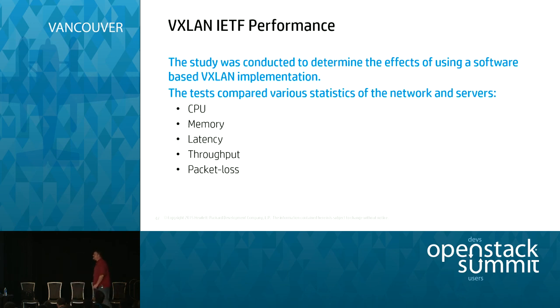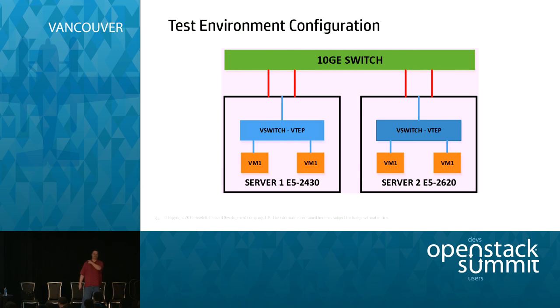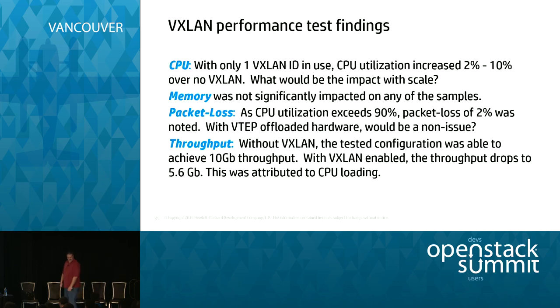The IETF posted a performance study on VXLANs and the impact of using software-defined networks. And here it is. By the way, the link to it is in there too, so if you go on there, you can actually look it up yourselves. Very similar to the last test: 2 servers, a bit in the middle. So what happened when we ratchet this up to maximum?